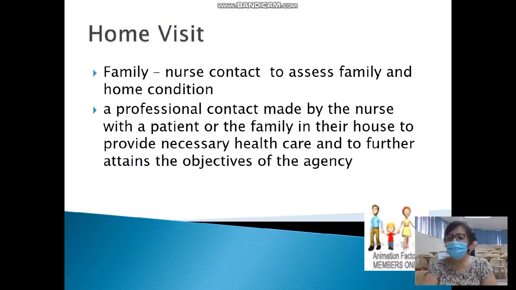Home visit. Usually, this was done by the community health nurse to contact the family. It is a professional contact made by the nurse with the patient or the family in their house to provide necessary health care and to further attain the objectives of the agency. Usually, home visits are being done by our community health nurses, and that will be one of the activities that you're going to do when you start your community health nursing.